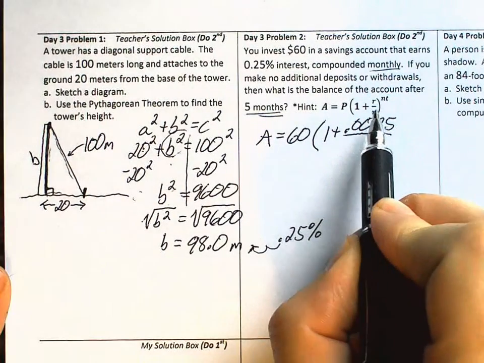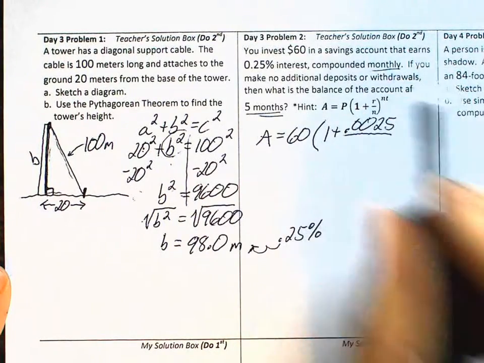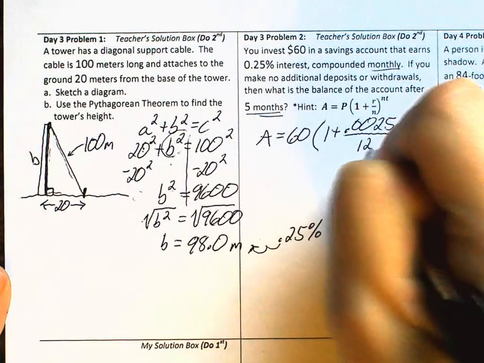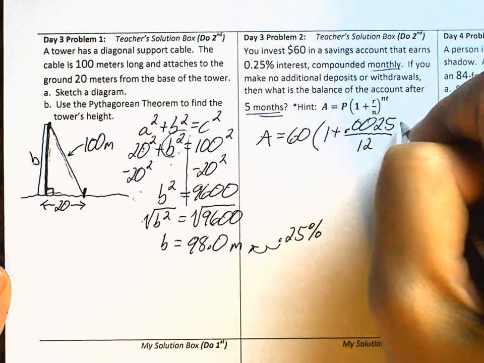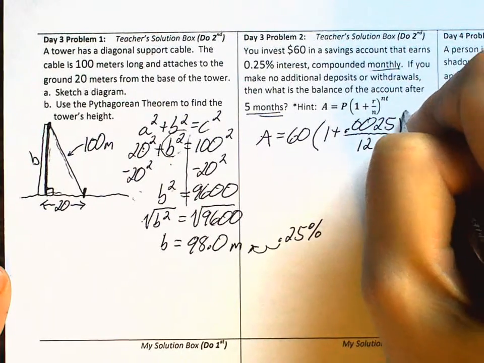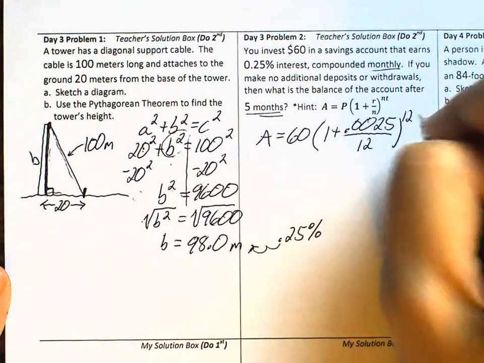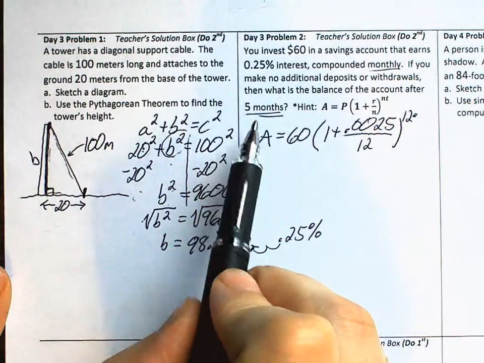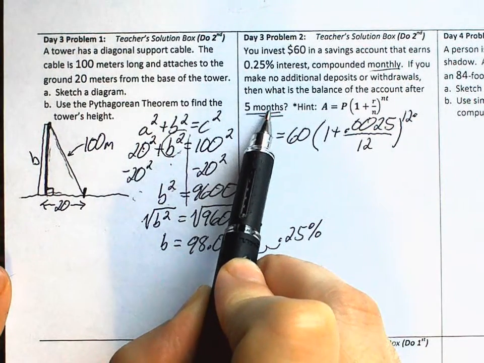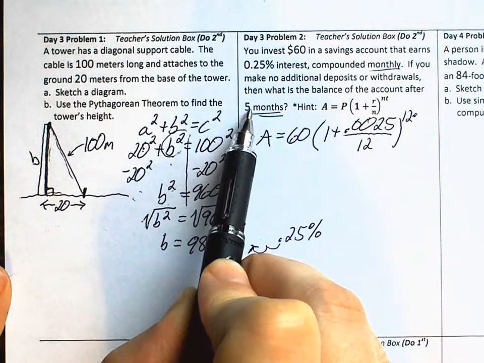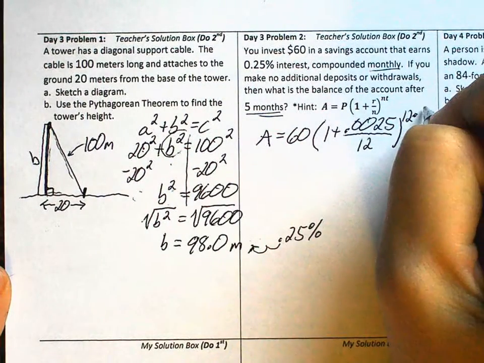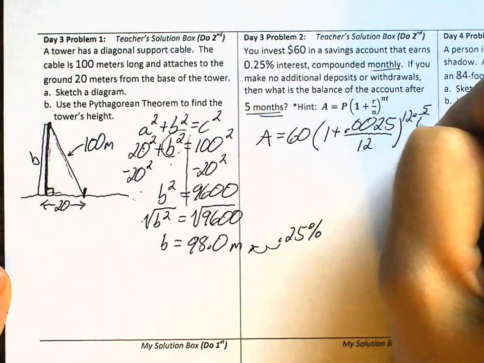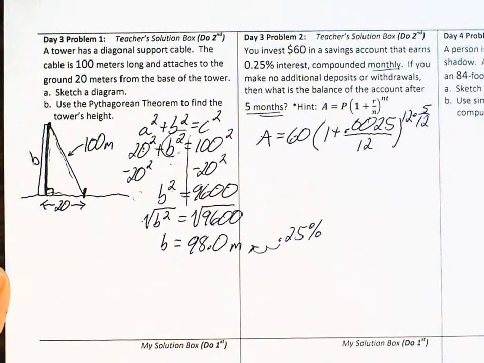Now, variable n is the number of times it's compounded. We're told monthly. That means every month, which is 12 times per year. In the exponent, the letter n again, so 12 again, and then t, the time in years. Well, we don't leave our money in there for only one full year. It's only in there for 5 months. 5 months means 5/12 of a year.